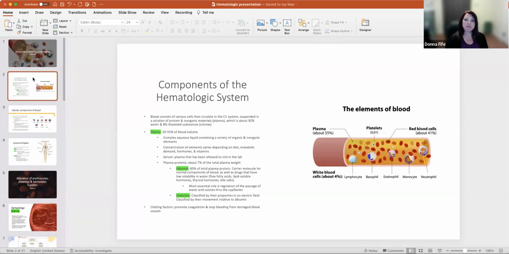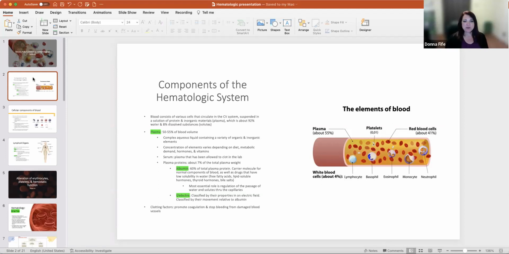Plasma makes up about 50 to 55% of blood volume. It's a complex aqueous liquid containing a variety of organic and inorganic elements. The concentration of elements varies depending on diet, metabolic demand, hormones, and vitamins. Serum is plasma that's been allowed to clot in the lab when we draw blood.